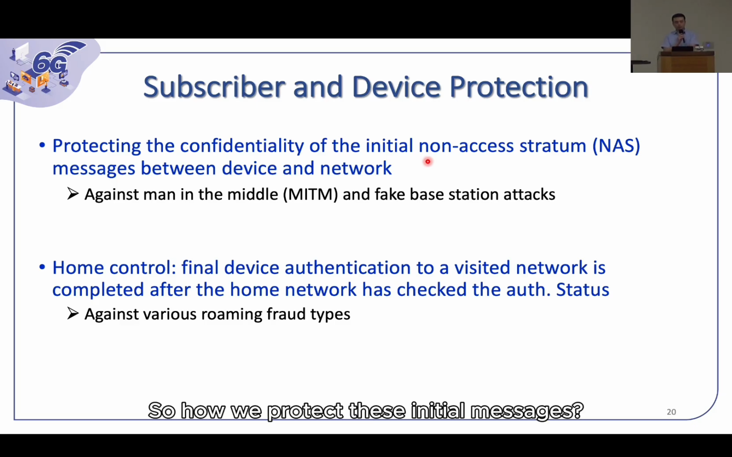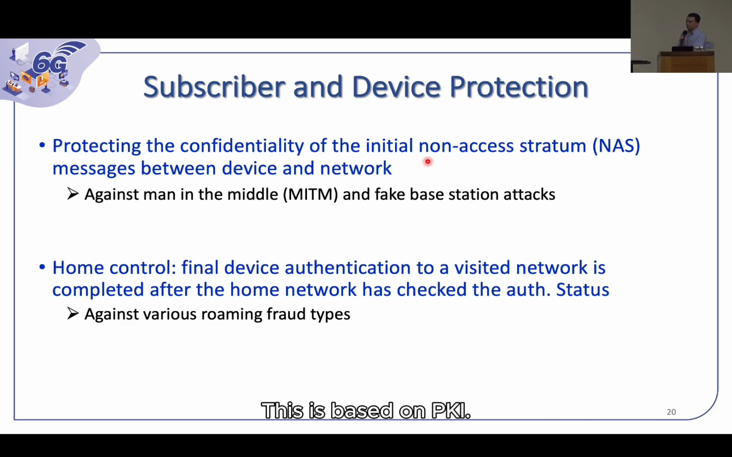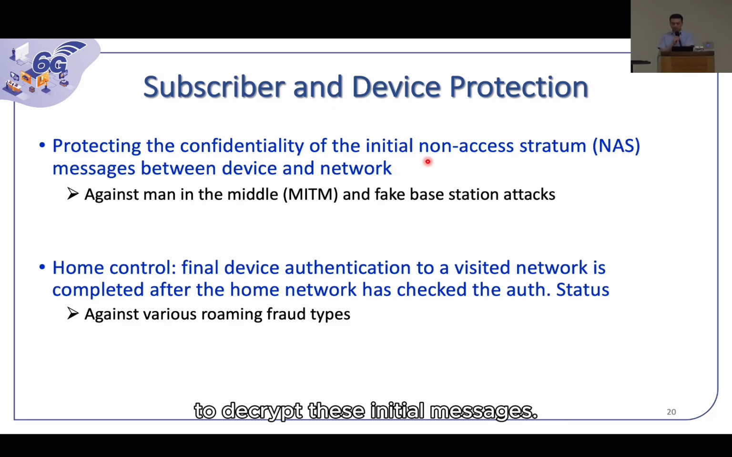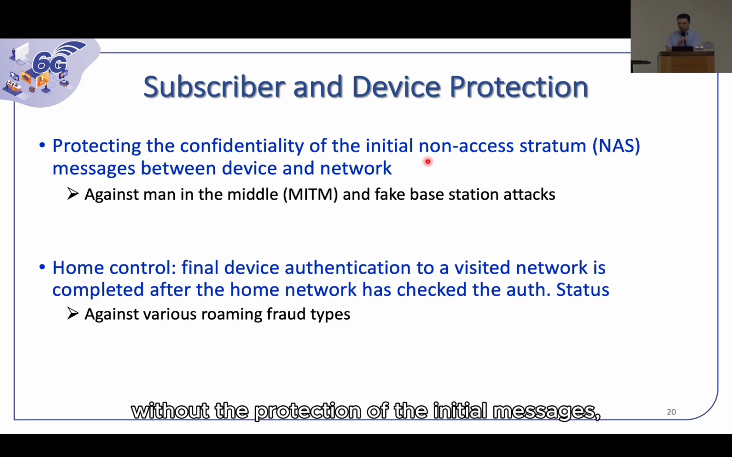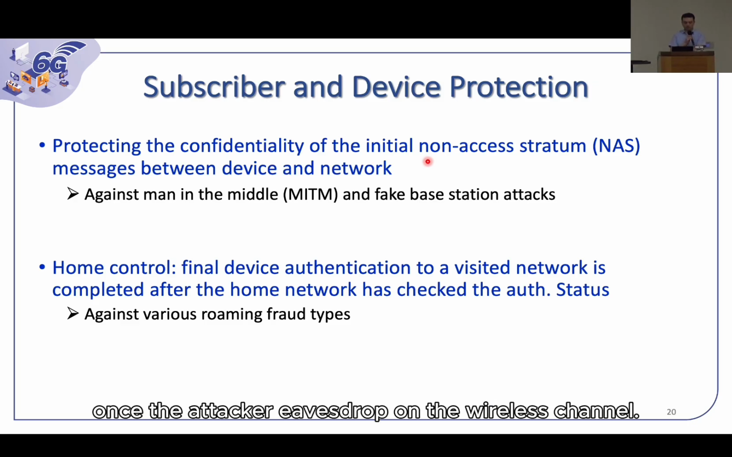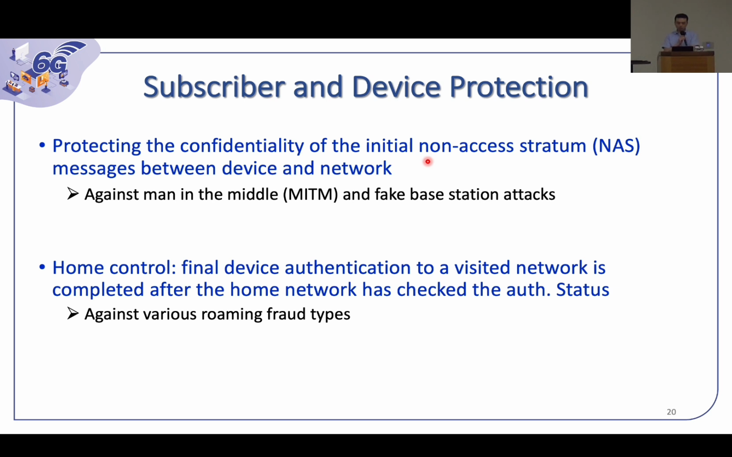So how do we protect these initial messages? This is based on PKI. Okay, so the end device can use the public key of the core network to protect the initial messages. Then the core network can use its private key to decrypt these initial messages, so that it can prevent some man in the middle attack. Because before, without the protection of the initial messages, the ID and some information of the end device may be leaked once the attacker eavesdrops on the wireless channel.